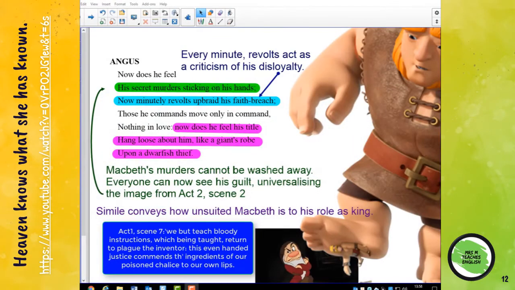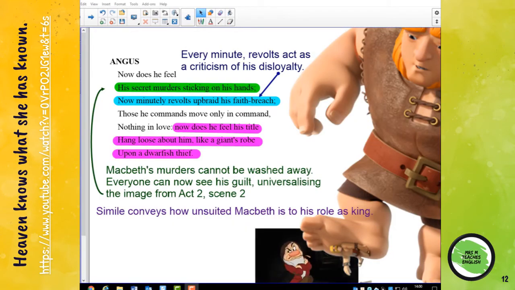It's as if the ingredients of the poison chalice are returning to plague the inventor, that everything is coming back to haunt him. The reference to his secret murder sticking on his hands is an allusion to Act 2, Scene 2 again. Now the blood on Macbeth's hands is universalised. It can't be washed away and everyone can now see his guilt.